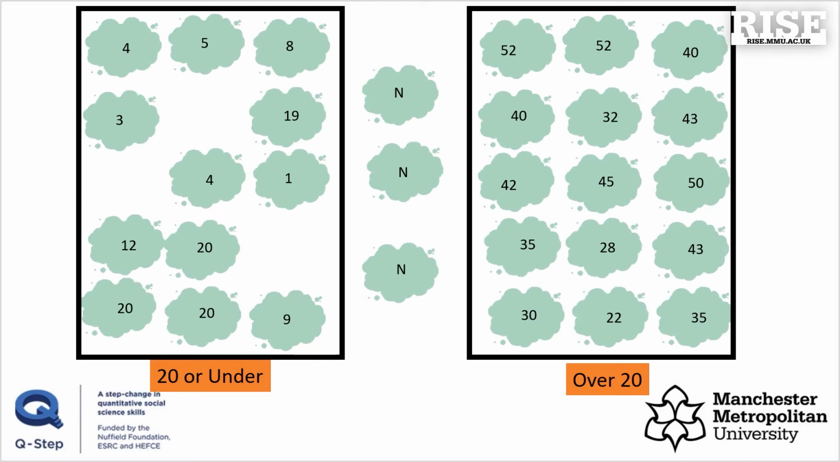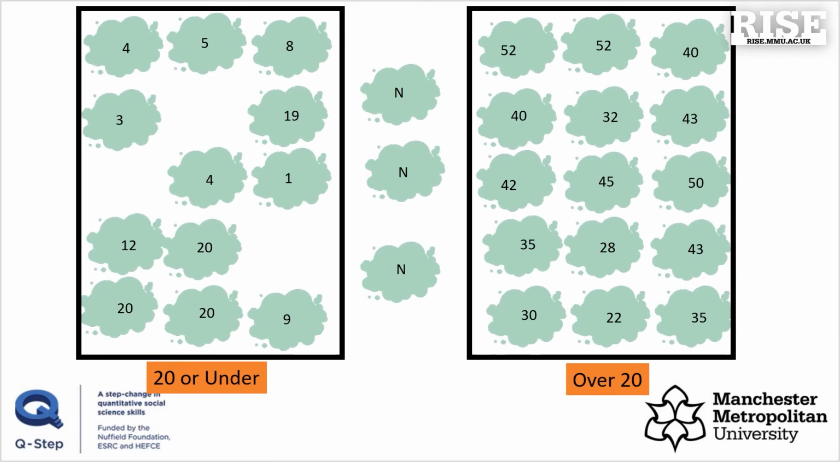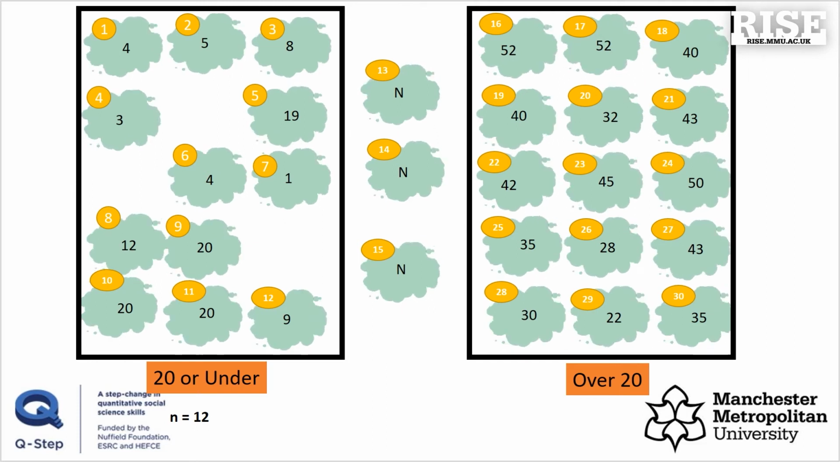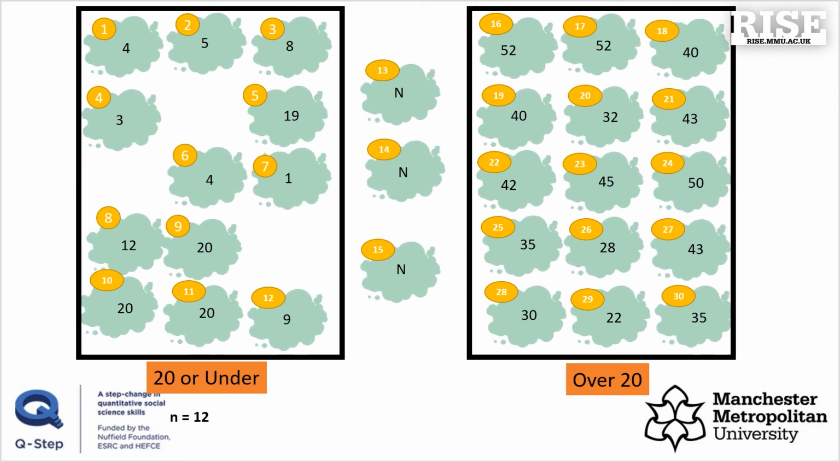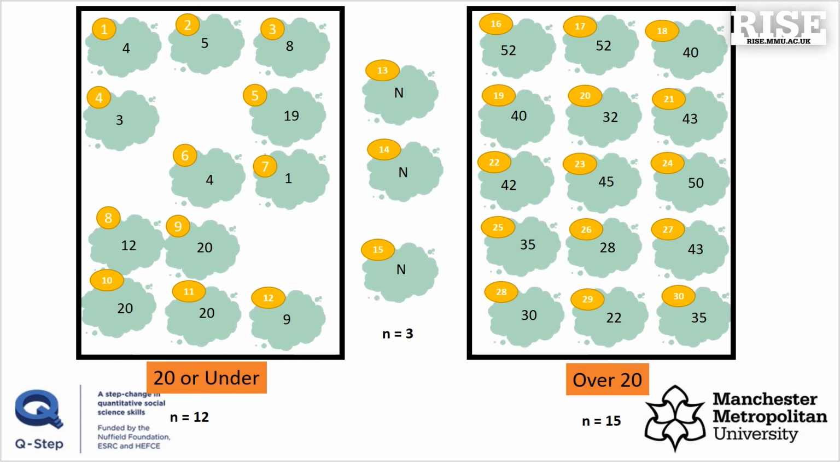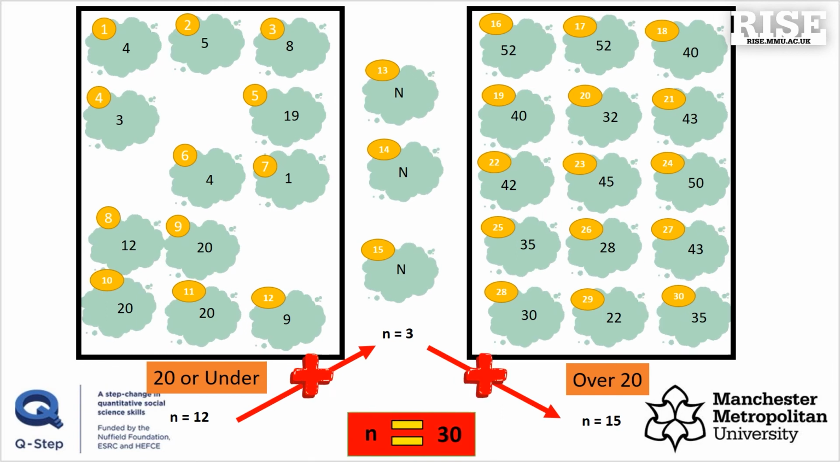So now what we need to do, now that we have our two categories, we want to generate some percentages out of this to take into account how many people are in the study. And as we can see, it's 30 people. We can see now that there are 12 people in the actual 20 or under category, and we have 15 in the over 20 category. Obviously 3 are excluded from the analysis. So now what we're going to do with that is we are going to add them together to see that we actually have a sample size of 30, and now we can generate our percentages.